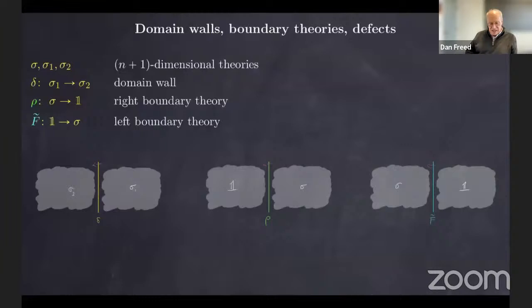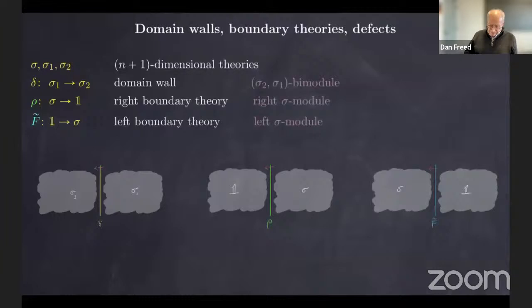And in the special case, when one or the other of the theories is the tensor unit theory, then this is a boundary. And so on this side, this is a right boundary, and on this side, it's a left boundary. So instead of using these terms, domain wall, boundary theory, right and left, I'll often use the terms from algebra, which is we have a bimodule, a right module, and a left module.